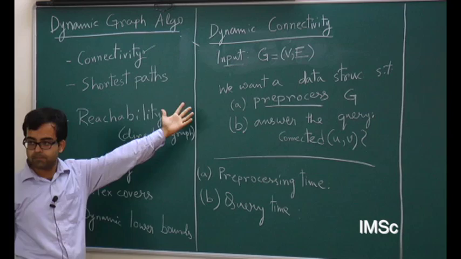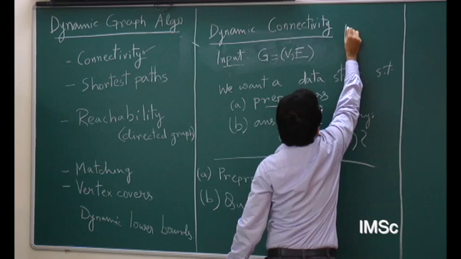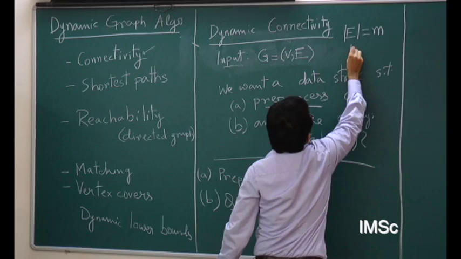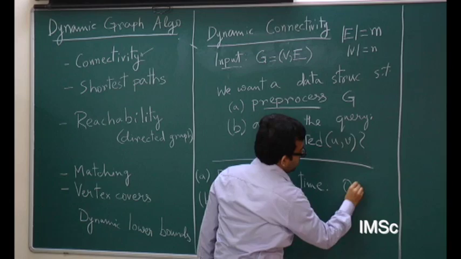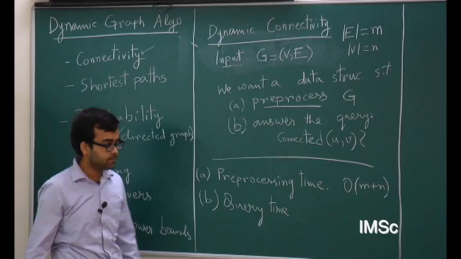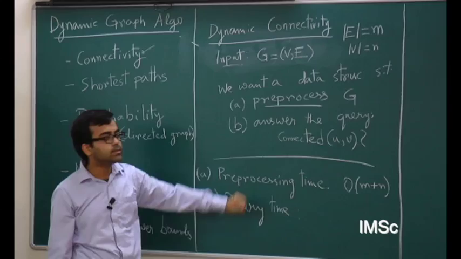Right? Okay. Let us use one more notation. I will stick with this notation throughout this course. I will not define it anymore. The number of edges in a graph is M and the number of nodes in a graph is N. So, pre-processing time is O of M plus N, right? You just find a spanning forest. Simple. This will give you the connected components. What is the query time? How quickly can you answer the query?